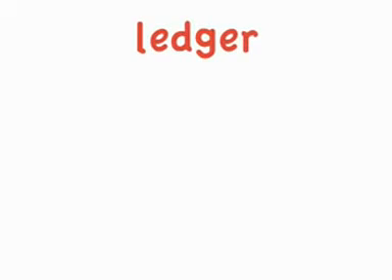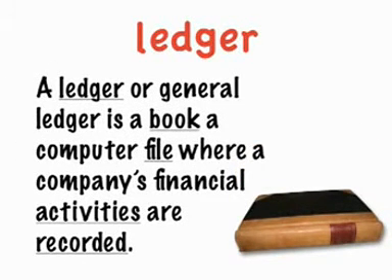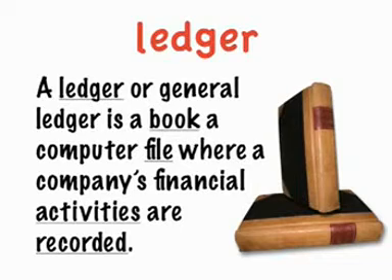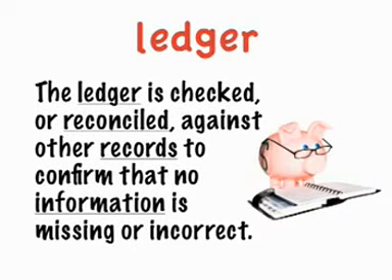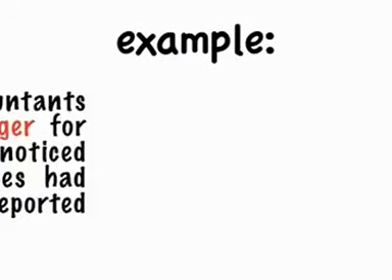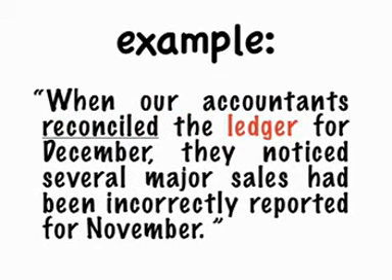Ledger. A ledger or general ledger is a book, or in most cases nowadays, a computer file or software program where a company's transactions are recorded. On a regular basis, the ledger is usually checked or reconciled against other records to confirm that no information is missing or incorrect. When our accountants reconciled the ledger for December, they noticed several major sales had been incorrectly reported for November.